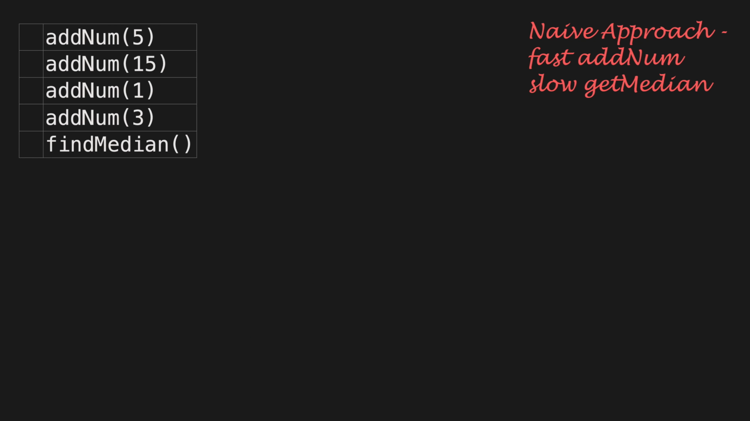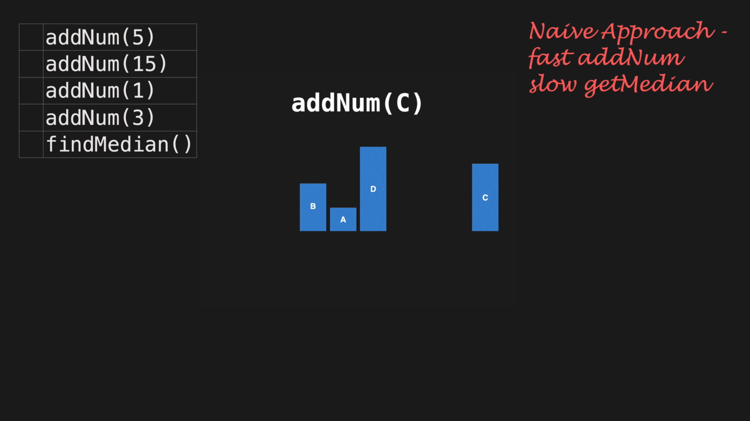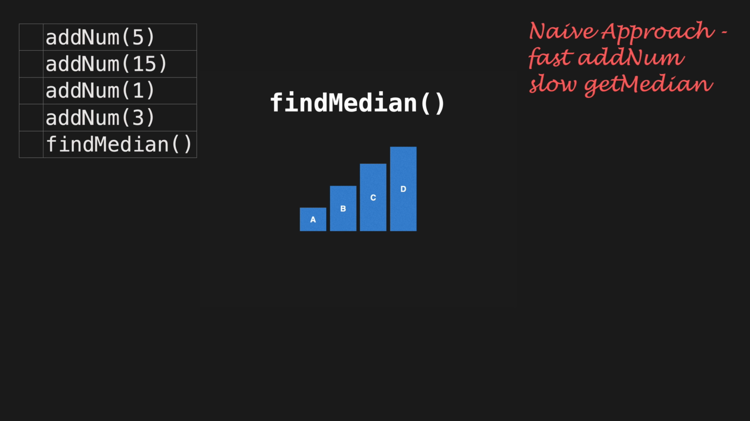Alright, let's dive into the most straightforward or naive way to approach this problem. The simplest idea is to append the number when the addNum method is called, but when findMedian is called, we sort the list and retrieve the middle one or two elements based on the parity of the list. That is, whether the number of elements in the list is odd or even.